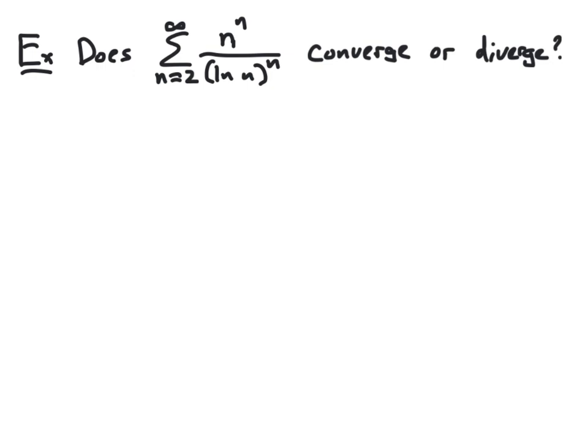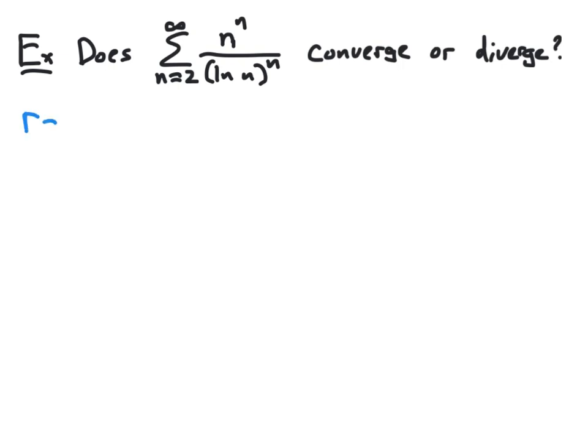In our next example, we want to determine whether the series from n equals 2 to infinity of n to the nth power divided by (natural log of n) to the nth power converges or diverges. Notice the series starts at 2 to avoid dividing by 0, which would happen if n happened to equal 1. We notice that the term for our series involves the nth powers of different expressions, and so this indicates that the root test would be a useful strategy to try.